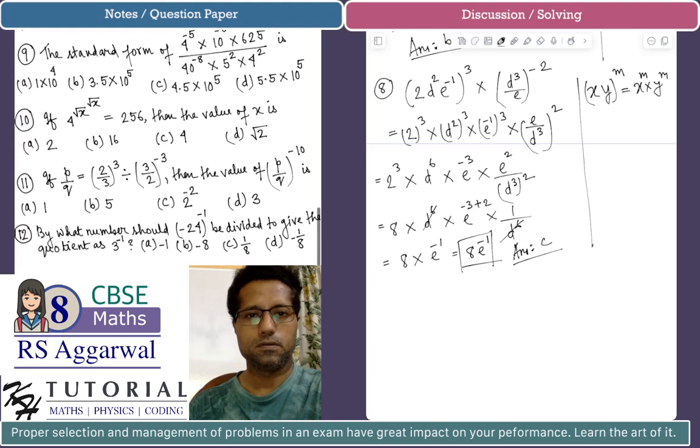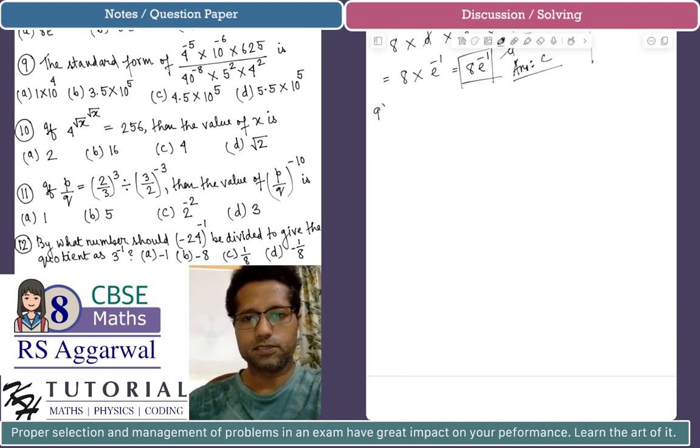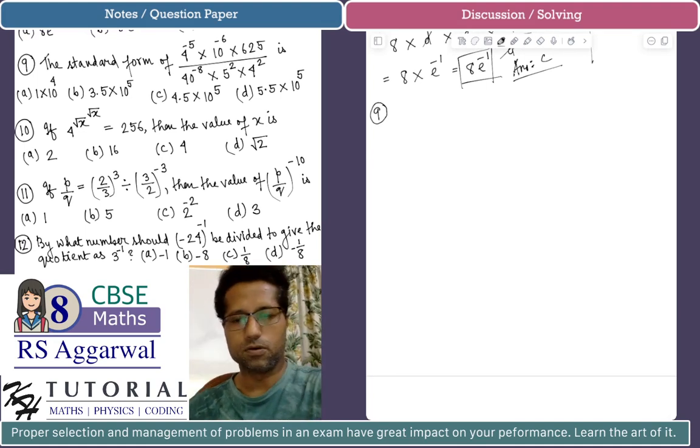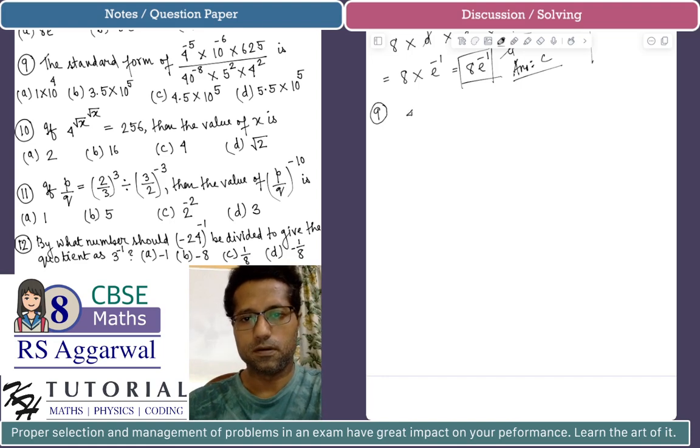Okay, let's do problem number 9. We have to find the standard form of the given number. Now the given number is looking complex. We have some exponential terms in the numerator and some exponential terms in the denominator. So the concept is we have to find the standard form. Okay, so we have 4 to the power minus 5 multiplied by 10 to the power 6 multiplied by 625 divided by 40 raised to the power minus 8 multiplied by 5 square multiplied by 4 square.